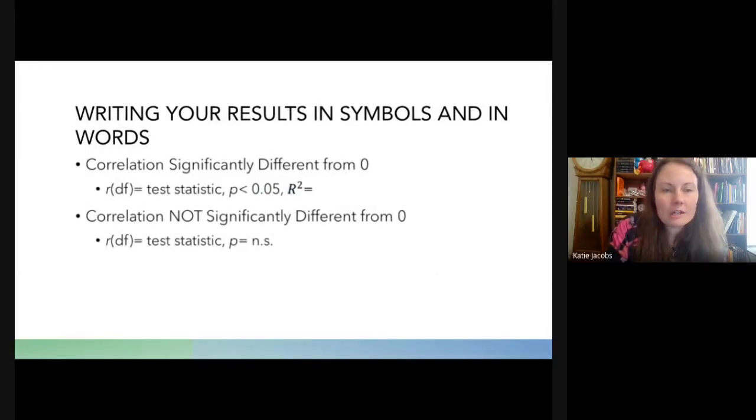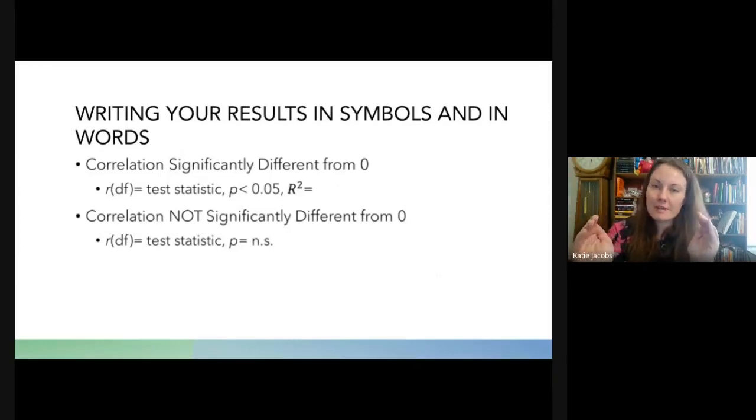So when we write out our results in symbols and in words, if we said that our correlation was significantly different from 0, so that's what we would say. We could say that we reject our null hypothesis. So if our correlation is significantly different from 0, we reject our null hypothesis, and you write it in the same format as we've written all of our other results. So you'll put the symbol for the test that we're doing. So for the Pearson's r, it's the lowercase italicized r. Then you're going to have parentheses, and inside those parentheses, you're going to put your degrees of freedom that you calculated when you went to find your critical value.